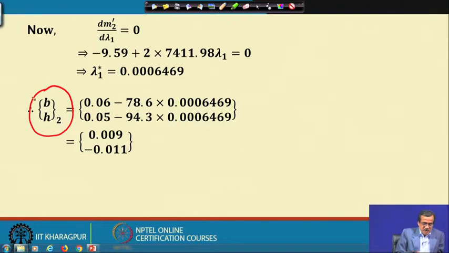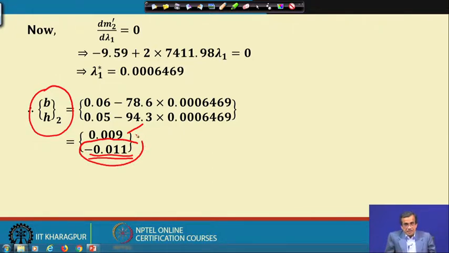Now, to check the feasibility, first let us concentrate on b. B is coming to be equal to 0.009. So, this is lying within its range, but you concentrate on h, which is minus 0.011. That means this is negative. Now, this h cannot be negative first of all, and moreover, whatever h we got is also coming out of the range of the variable.